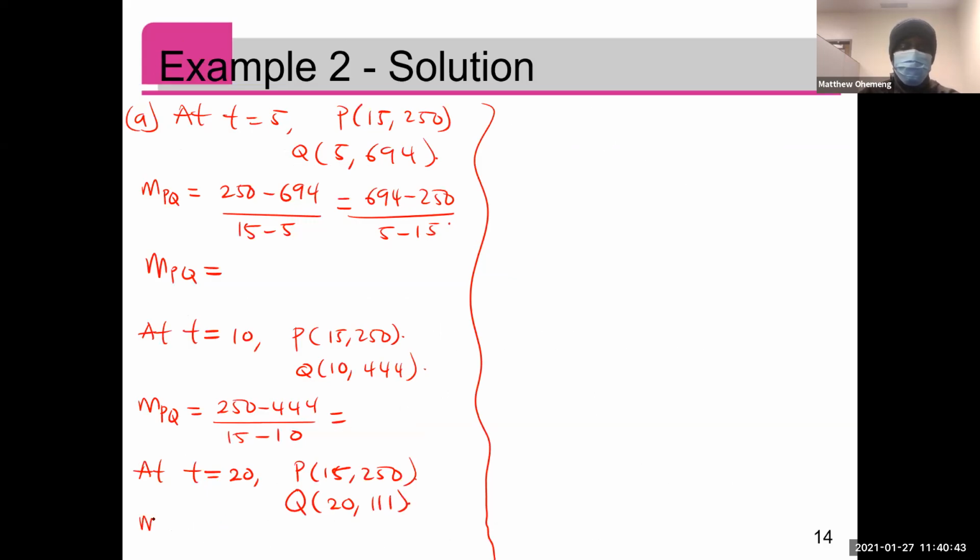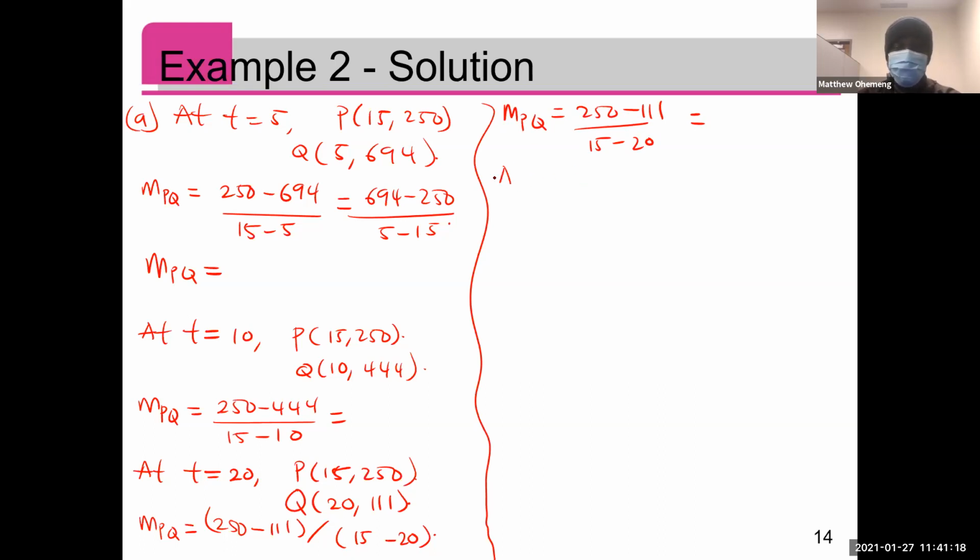So our slope of the secant line will be 250 minus 123, all over 15 minus 20. And we get an answer to this too. And you get something here. Please help me with these computations. If you get any, just let me know and I'll put them in.